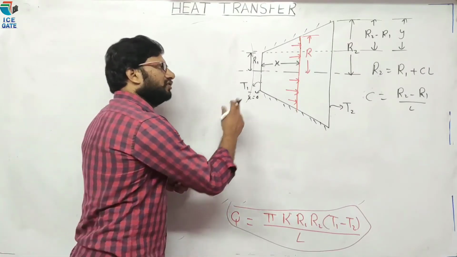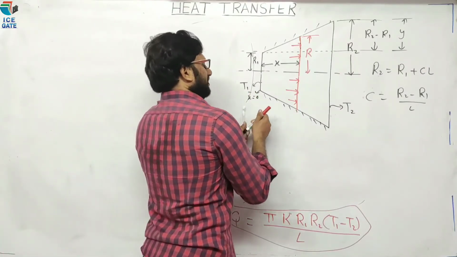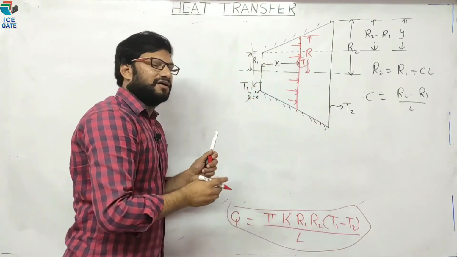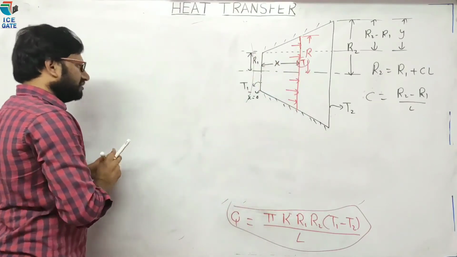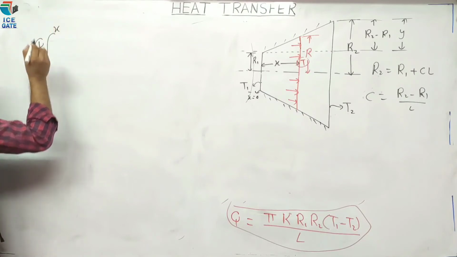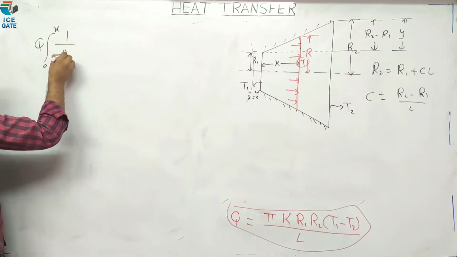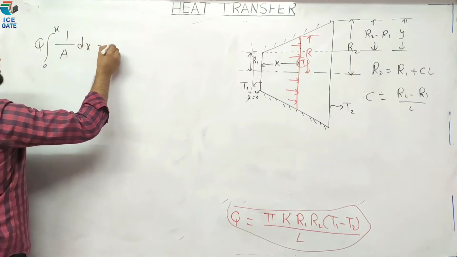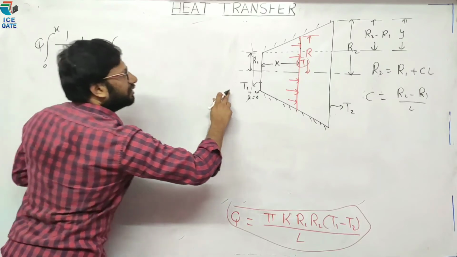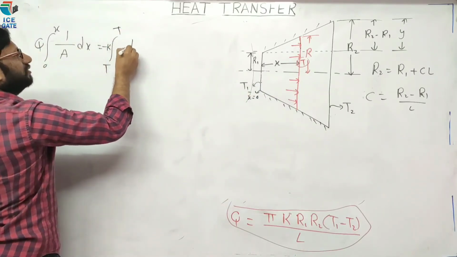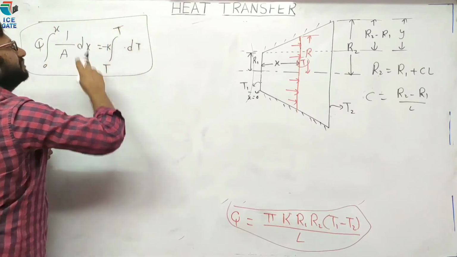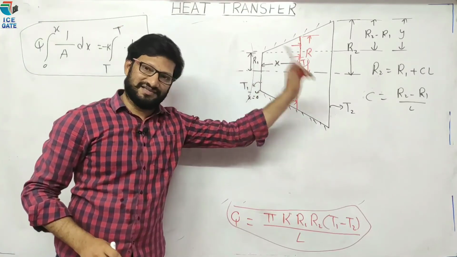Suppose you want to find out the temperature at X distance. Now what is the temperature here? To find out the temperature here, we have to integrate from 0 to X, 1 divided by A into dx, is equal to minus K, integrate from T1 to T into dt. Okay, now from this equation we can find out the temperature at any distance X.